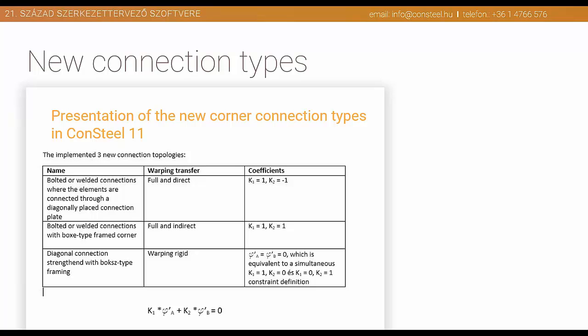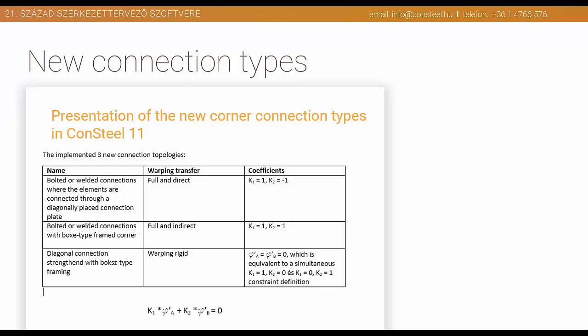The diagonal plate connection acts as a warping rigid connection. It is equivalent to a user today, in ConSteel 10, placing an external warping support at a corner. The result is the same. The warping effect which appears on one end will not go through the connection to the other element, but it will go into the support. Mathematically, we are using constrained finite elements.